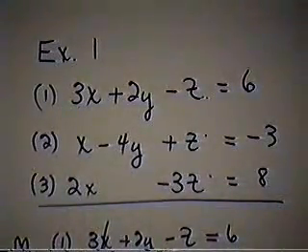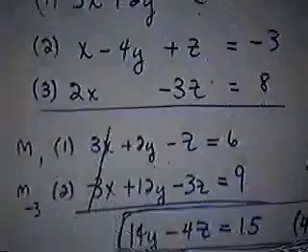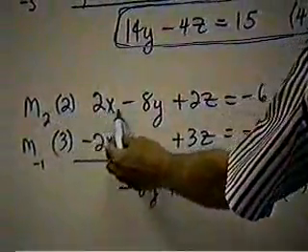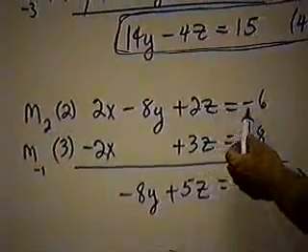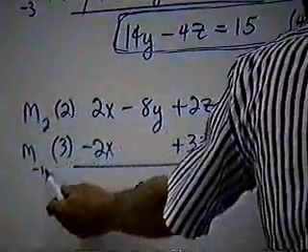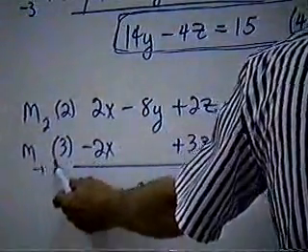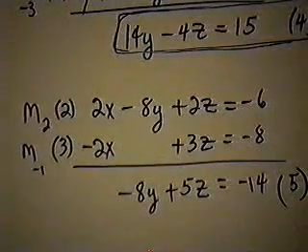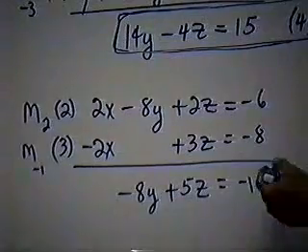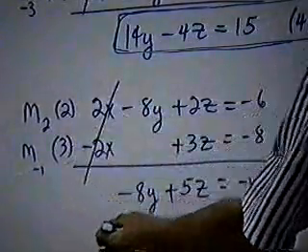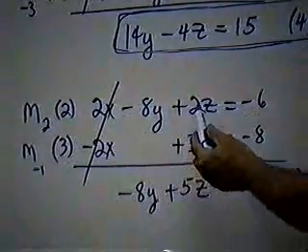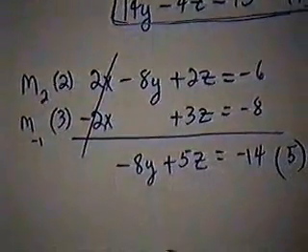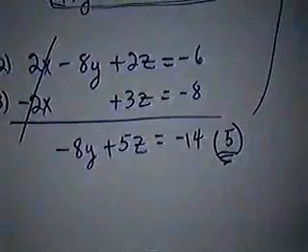Looking now at what we do in the notes, we're going to take equation 2, multiply it by 2, and so we get 2x minus 8y plus 2z is equal to minus 6. We will multiply equation 3 by minus 1, so it'll change over to negative 2x plus 3z is equal to minus 8. And now adding here, again the x's drop out. Minus 8y plus 5z is equal to minus 14. We now label this equation 5.